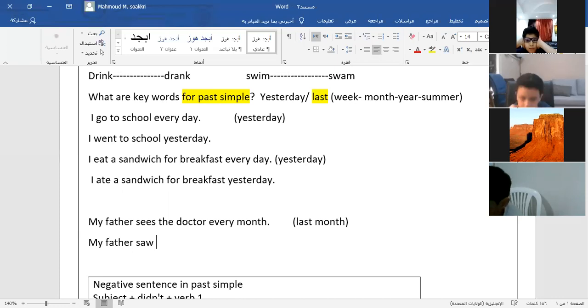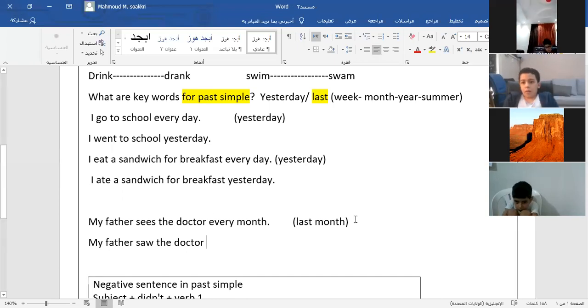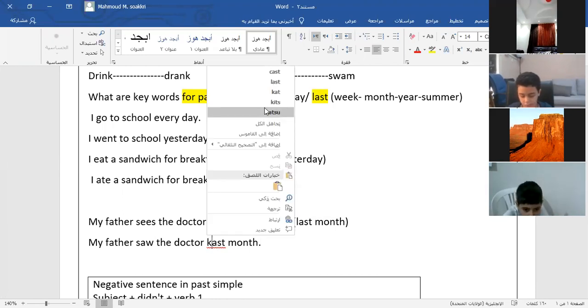My father saw. Excellent. What about the doctor? Do we change the doctor? No, the doctor is the same. What about every month? Can we say my father saw the doctor every month? We have to change every month into, look, last month. Excellent, Muhammad Samir. My father saw the doctor last month. Thank you, Muhammad Samir. Excellent.